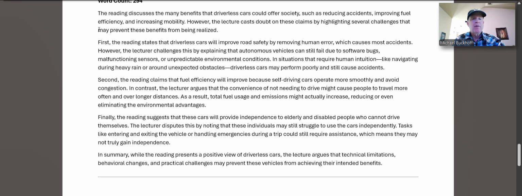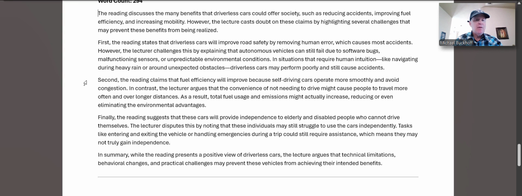First, the reading states that driverless cars will improve road safety by removing human error, which causes most accidents. However, the lecturer challenges this by explaining that autonomous vehicles can still fail due to software bugs, malfunctioning sensors, or unpredictable environmental conditions. In situations that require human intuition, like navigating during heavy rain or around unexpected obstacles, driverless cars may perform poorly and still cause accidents.